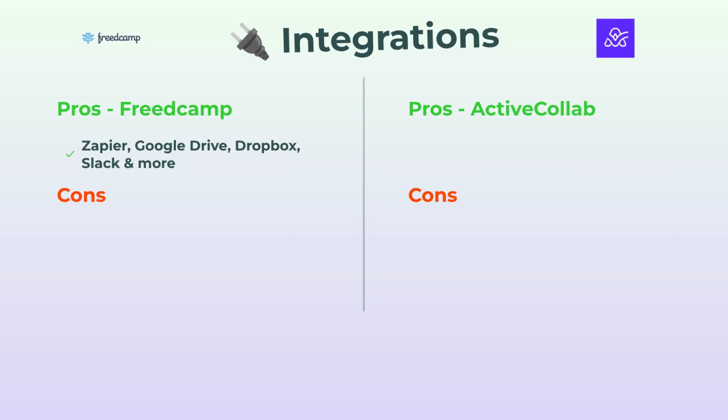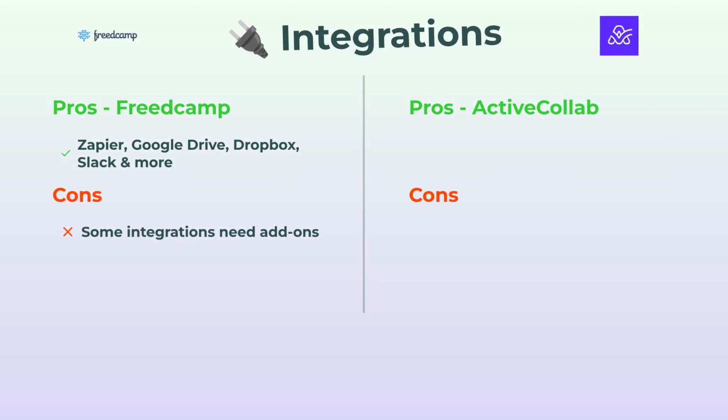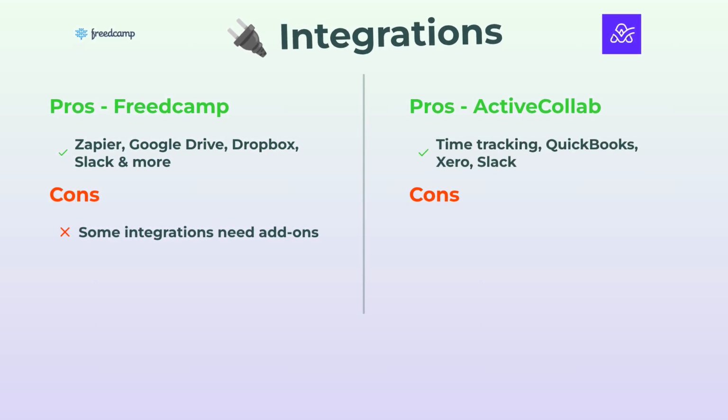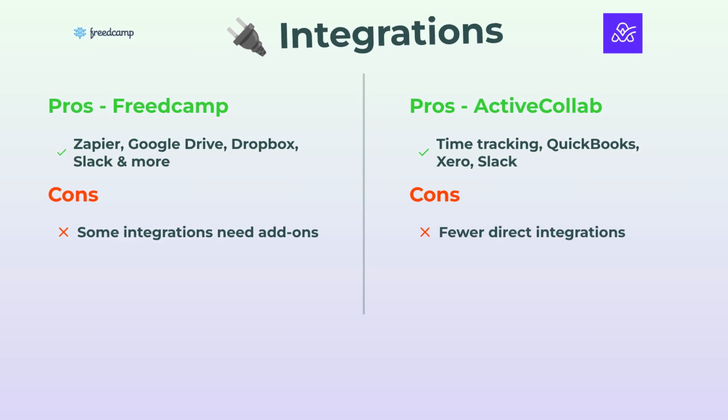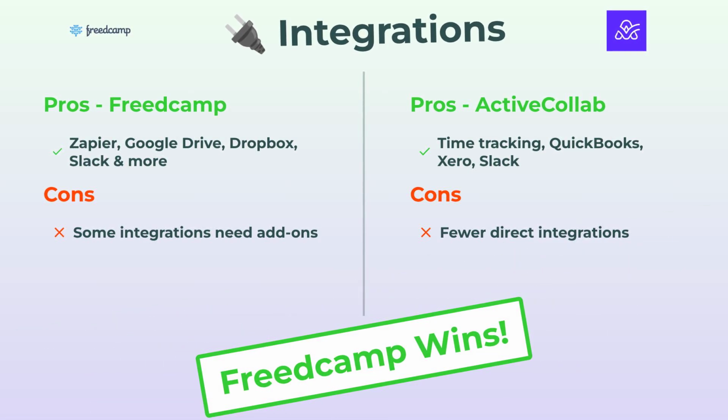Next, integrations. Freedcamp really goes for it. You get Zapier, Google Drive, Dropbox, Slack, all the hits. The catch? Sometimes you need to buy an add-on, but hey, at least the options are there. ActiveCollab's got the essentials: time tracking tools, QuickBooks, Xero, Slack. Not as many direct connections, but still covers the big names. In this round, Freedcamp pulls a win for giving you more direct choices.